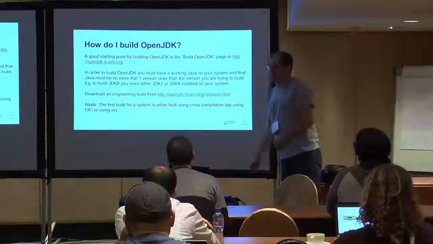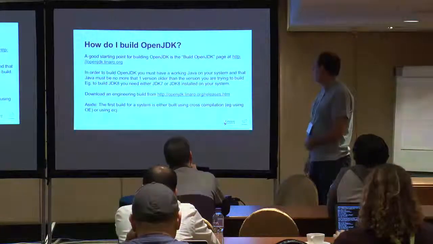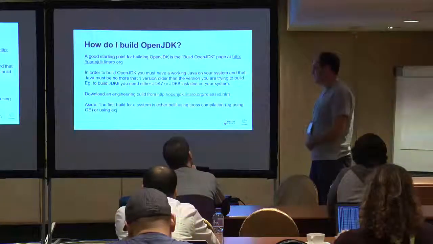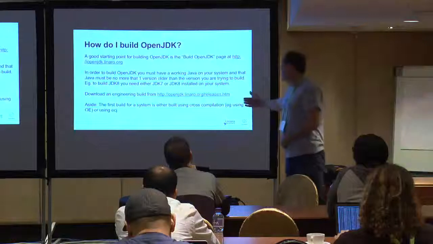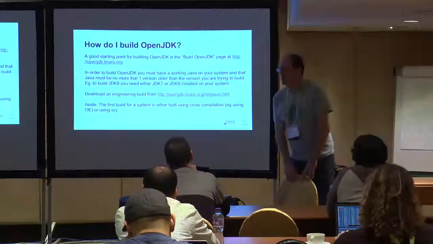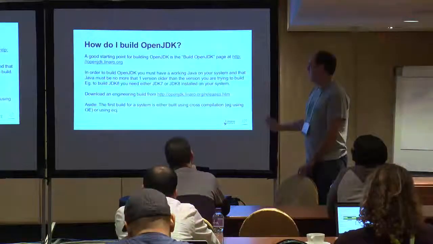Go to OpenJDK.Linaro.org, where we've put binaries for JDK 7, 8, or 9. If you're starting off for the first time on a system, you don't have a port, you either need to build using cross-compilation, or you can use something called ECJ, the Eclipse Compiler for Java, and that can be used to build your first system and bootstrap that way.